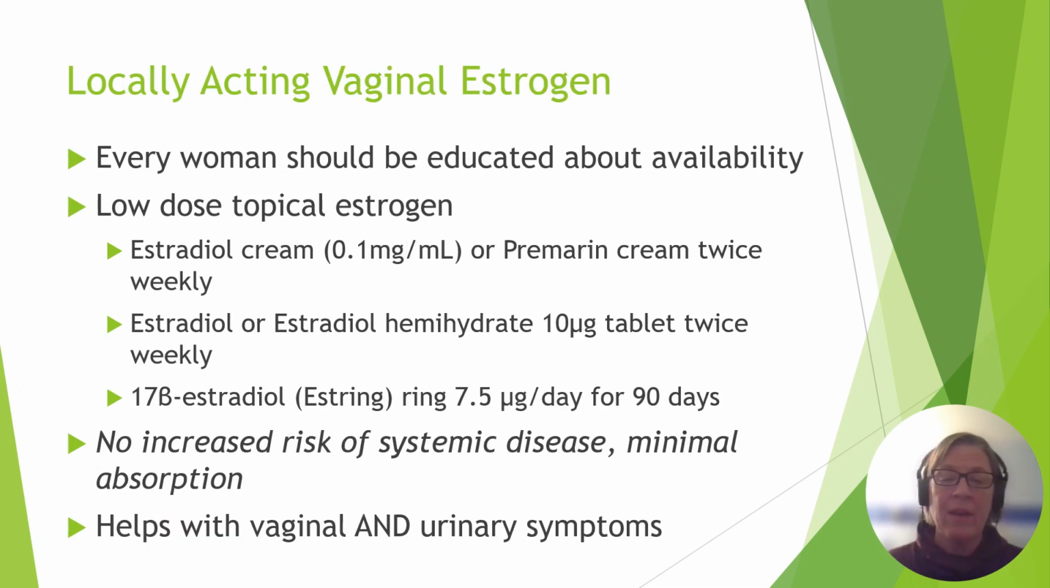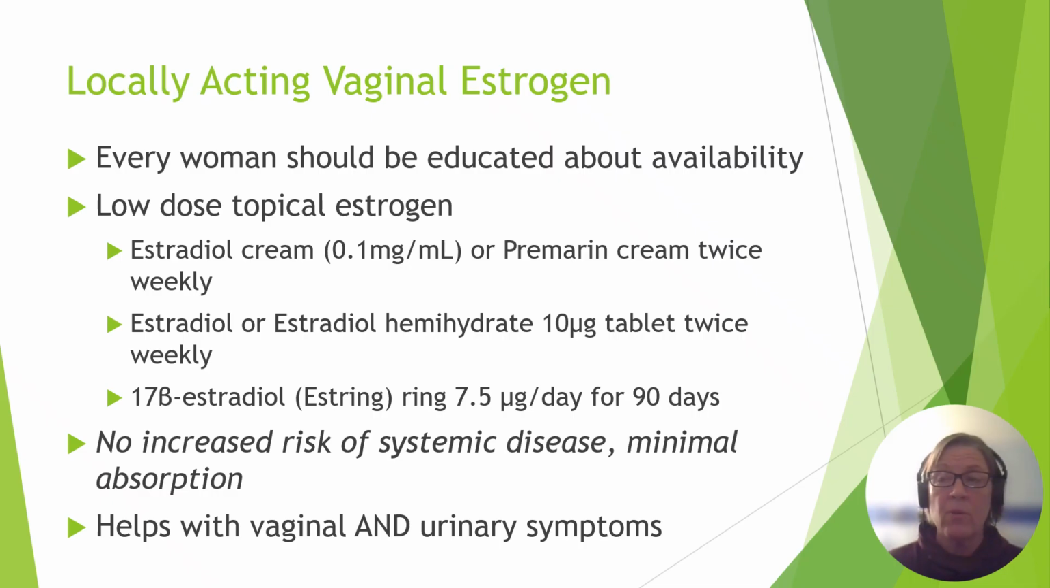The first thing I want to cover is locally acting low-dose vaginal estrogen. This one is a no-brainer. Every woman should be educated about the availability of this option. We use either an estradiol cream or a Premarin cream. It's applied twice weekly, or you can use an estradiol tablet, again, inserted vaginally twice weekly, or there is a long-acting ring called the E-string ring, which is inserted every 90 days.